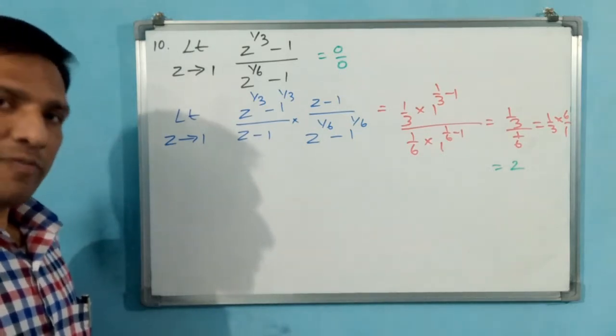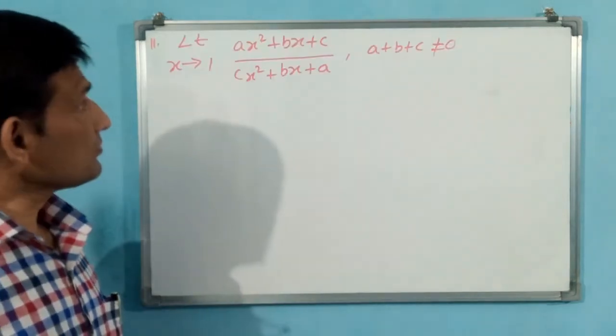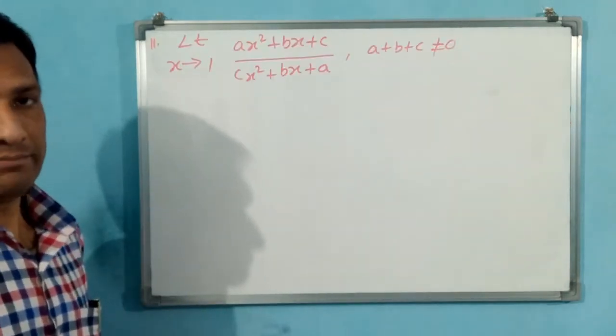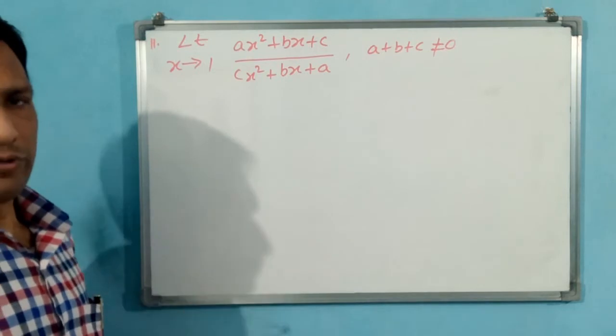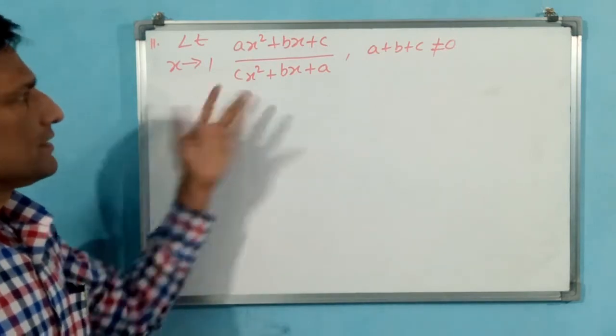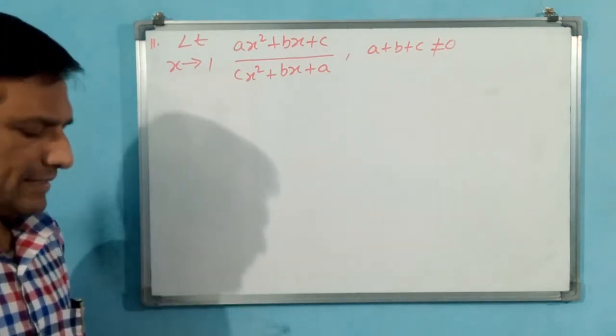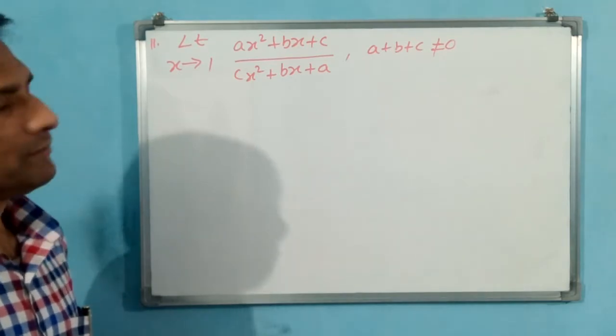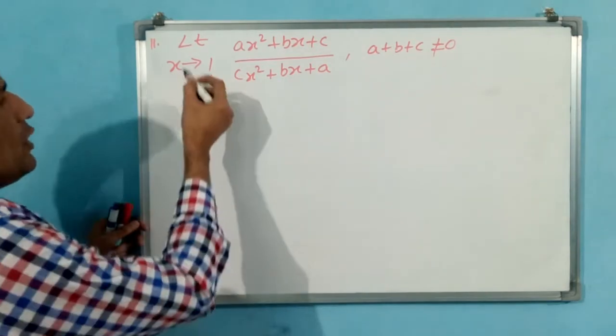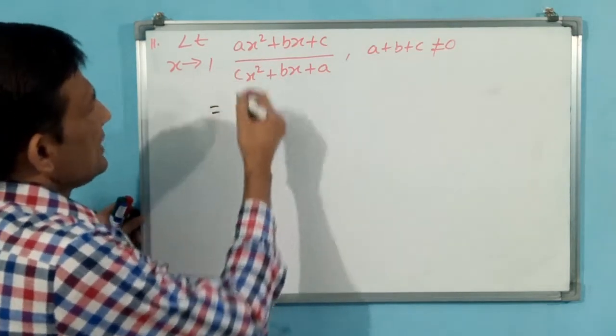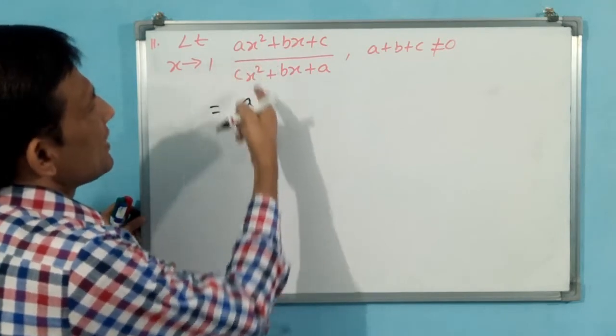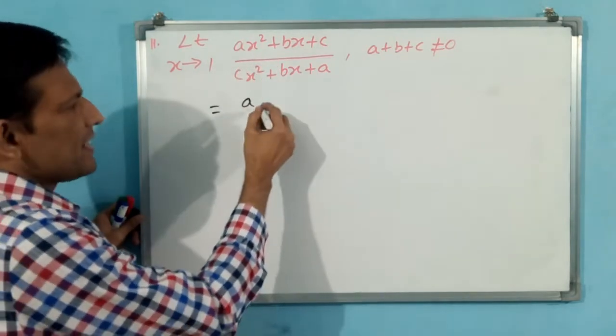Okay, let us go for the 11th question. See the 11th question. This is a simple question only. Directly by substitution itself the answer will come. Okay, let us substitute. Limit x tends to 1. This has been given, that means a into 1. I am not writing 1 square again. Shall I write 1 square again?